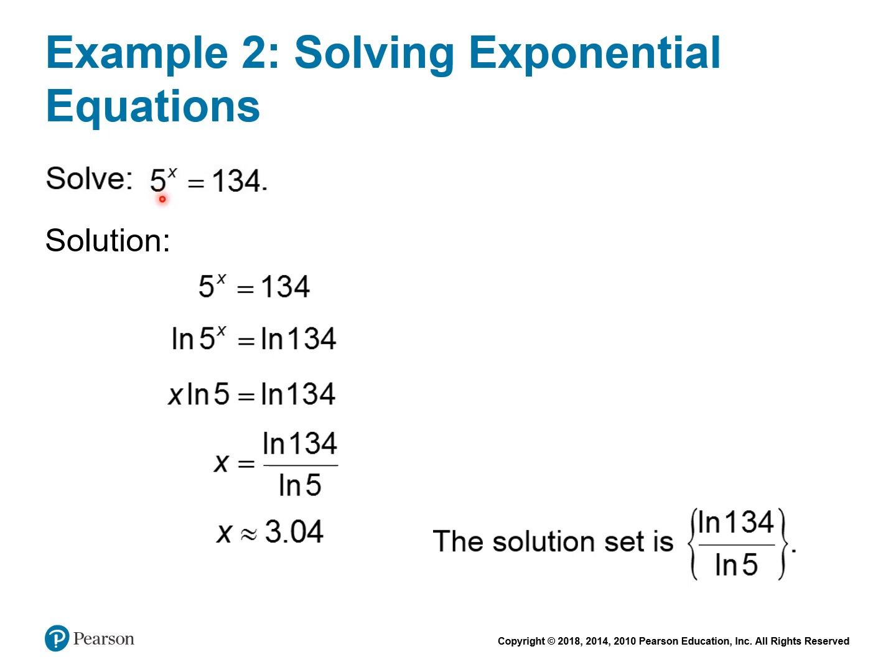This exponent is already isolated. On the left hand side, we just have 5 to the power x and no other terms associated on the left hand side, so we are good. So we start with 5 to the power x equals 134. And then, since we cannot rewrite 134 with the same base 5, we have to take the ln of both sides. Why ln and not log?